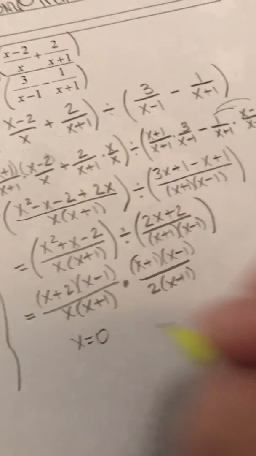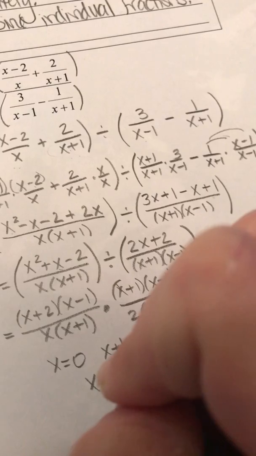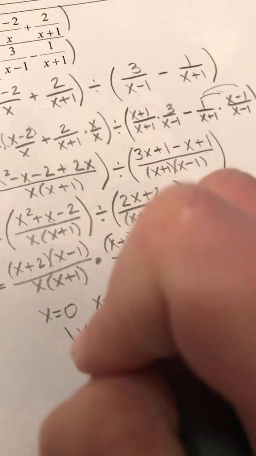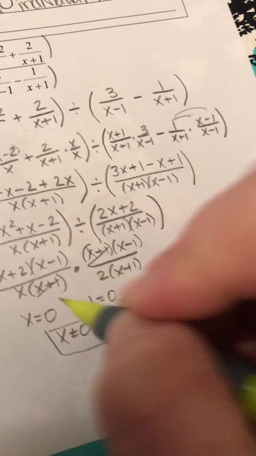All right, restrictions come from the denominator. I have an x. I have an x plus 1. What's going to make these bad boys 0? x can't be 0 and negative 1. Those are my two restrictions. Okay, reduce. Those can reduce.